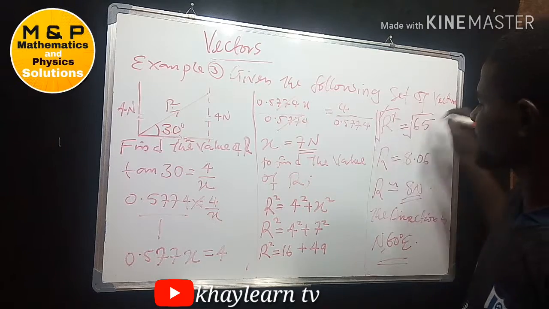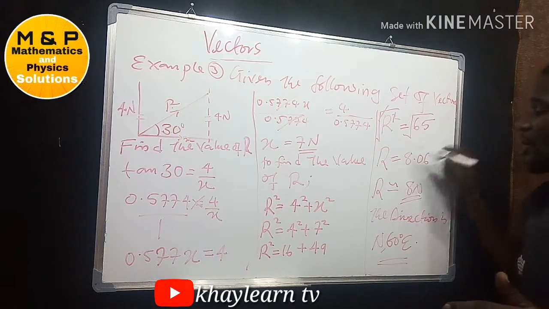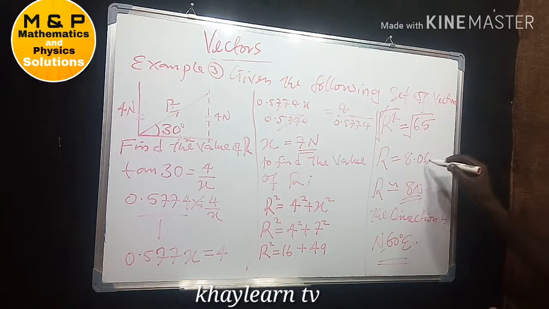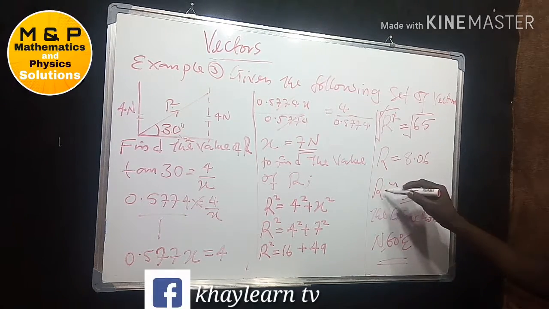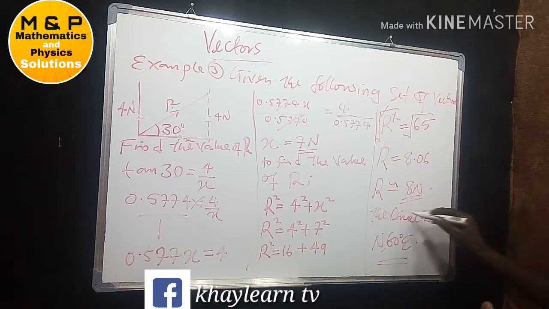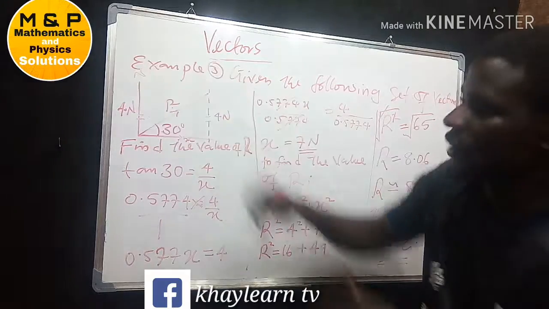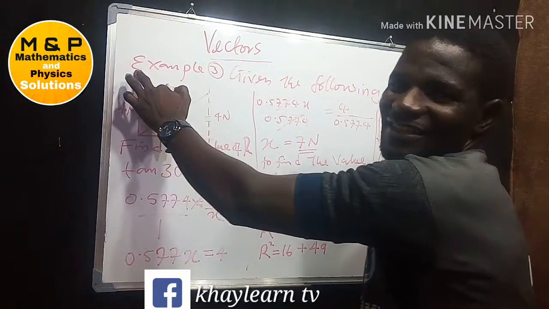Then you take the square root of both sides to get the value of r. When you punch this in the calculator, you're going to have r equal to 8.06, which is approximately 8 Newton as the resultant. And the direction of that resultant is just this angle, which is Newton. Oh, sorry, not Newton.